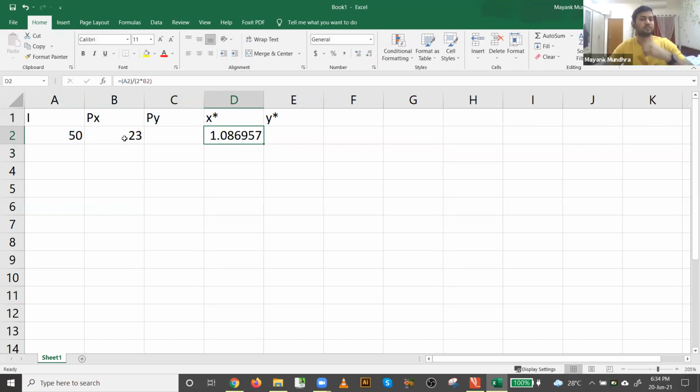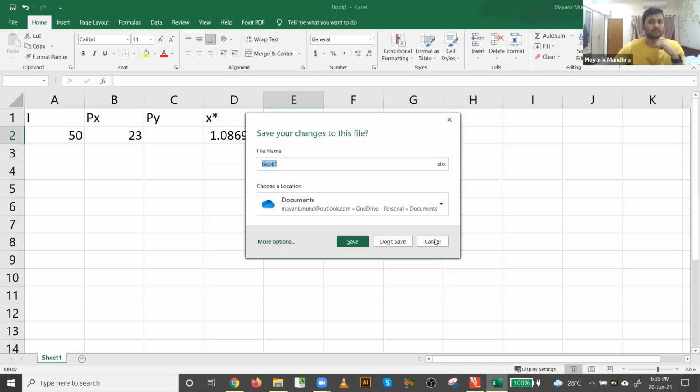Yeah. So this seems more correct. So similarly, you can have different I values for all these different people, different px values. Similarly, you can define y star, and now you don't need to solve it again and again. You can just put the entire column for income, entire column for PX, and entire column for PY, and you'll get this X star and Y star value. So you don't have to work with each person separately.